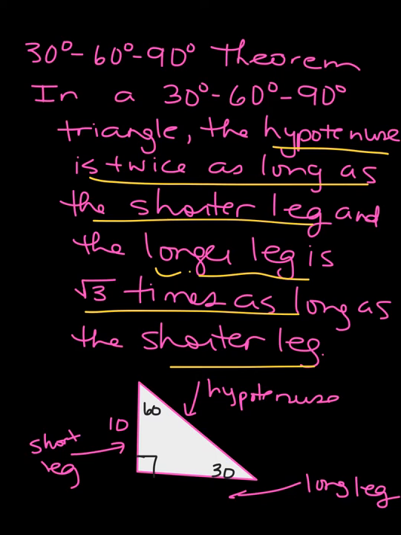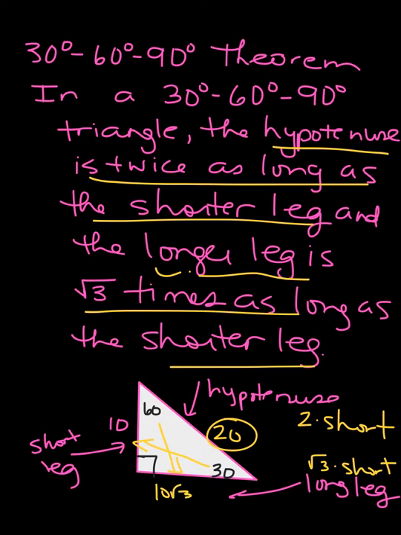So if I look at my diagram, my shorter leg is always the one across from my 30-degree angle. I know that the hypotenuse is 2 times the short leg, so my hypotenuse in this case is going to be 20 because 2 times 10 is 20. Now, if I want to find my longer leg, which again is across from my 60-degree angle, I know that the long leg is going to equal root 3 times my short. So my short leg is 10, so this is going to give me a value of 10 root 3 for my longer leg. Let's look at our examples.